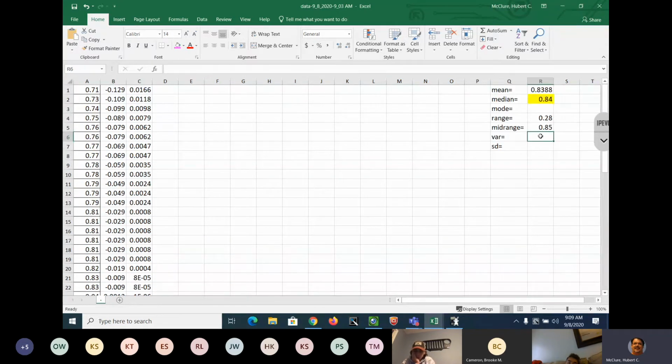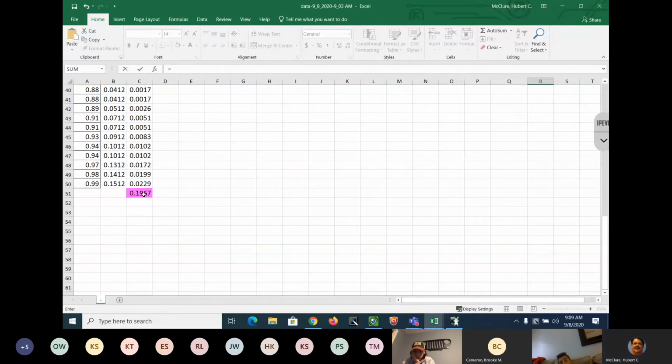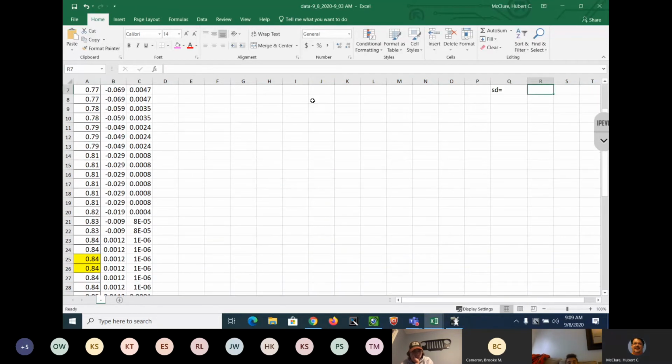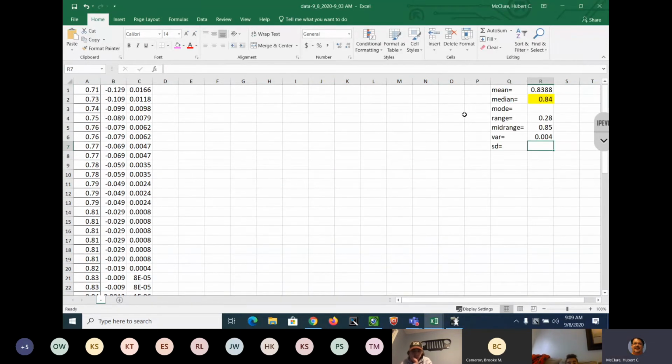So that's going to be equal to that number divided by 49. And then, of course, the square root of the variance is the standard deviation, or raise it to the 0.5 power. And that is your answer. I mean, your answers.